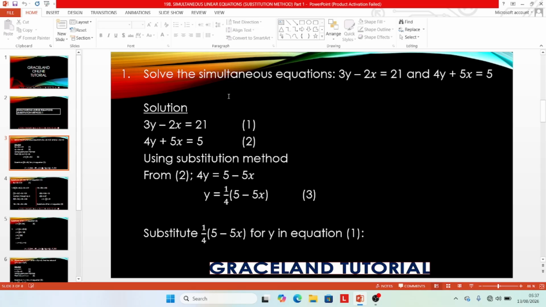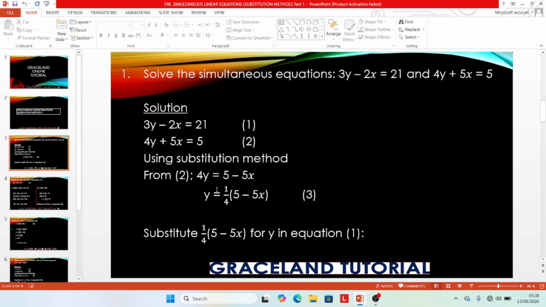Now, let's look at this question. Solve the simultaneous equations 3y minus 2x is equal to 21 and 4y plus 5x is equal to 5. Let 3y minus 2x is equal to 21 be equation 1, and 4y plus 5x is equal to 5 as equation 2.